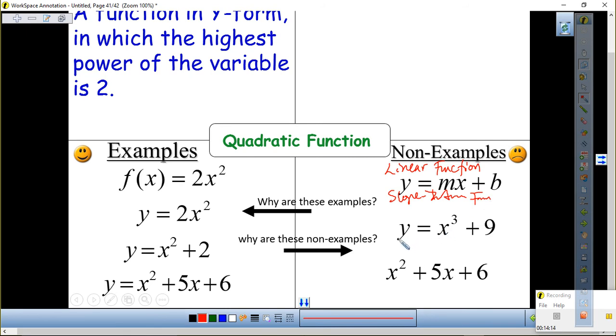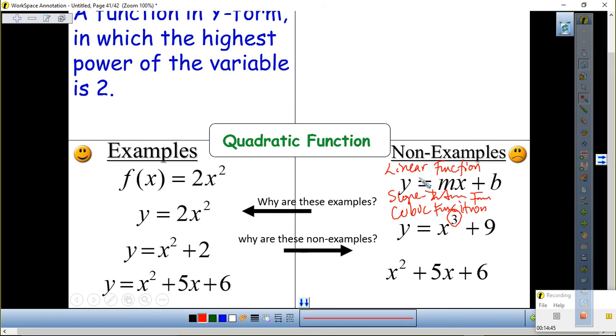All right. Volunteer for the second one. Why is this not? Mia. The highest degree is 3. So let's think polynomials. If the highest degree is 3, therefore, what would be the name of this function? Ian. Bam. Back to back, Ian. Cubic function. That is correct.